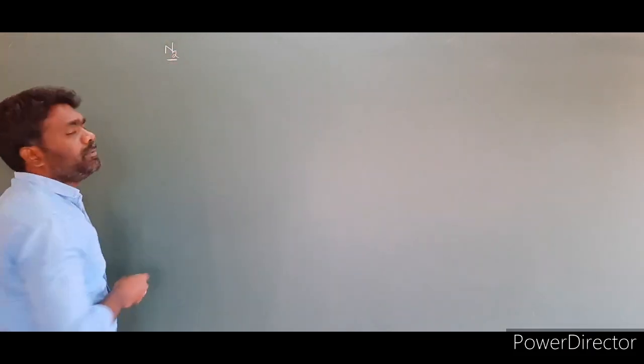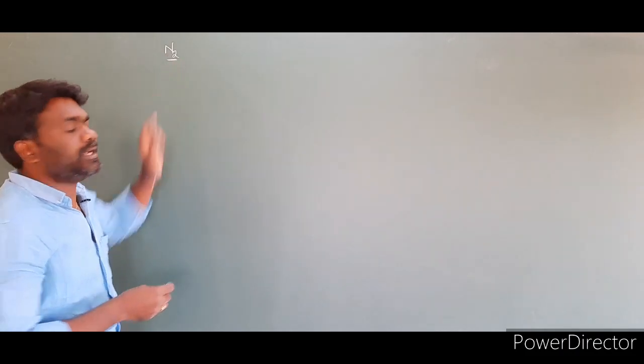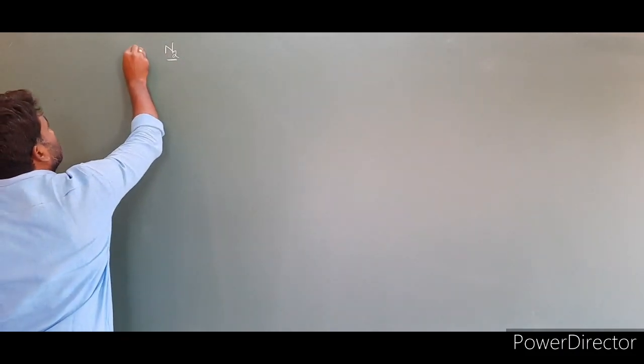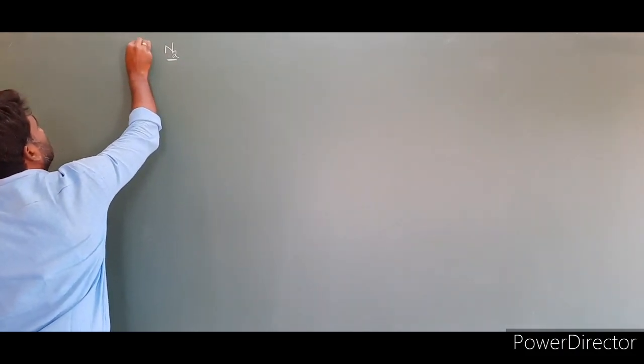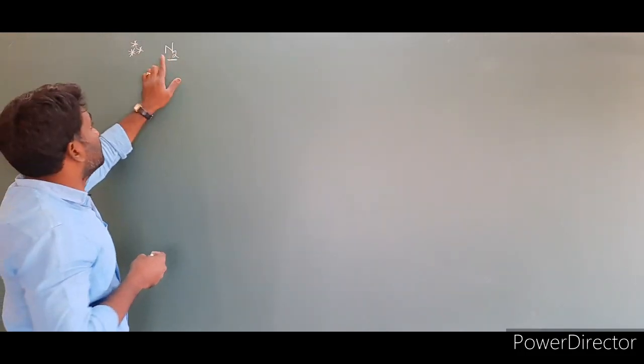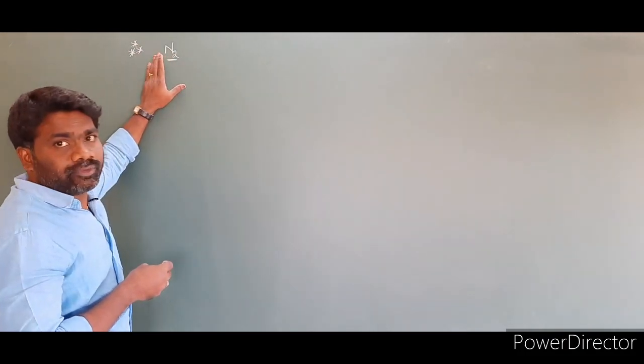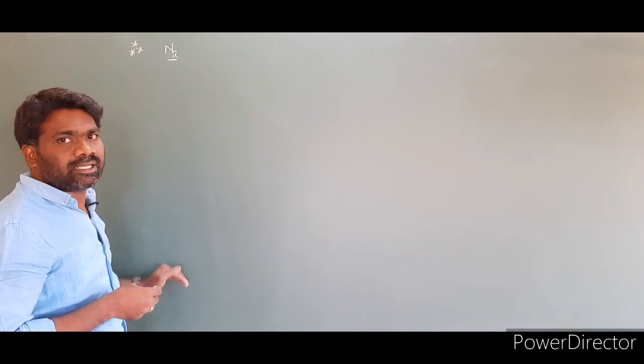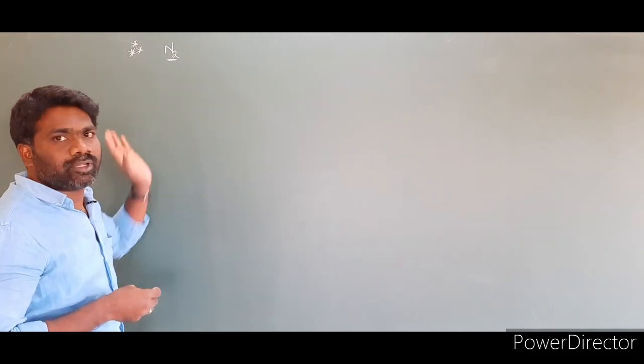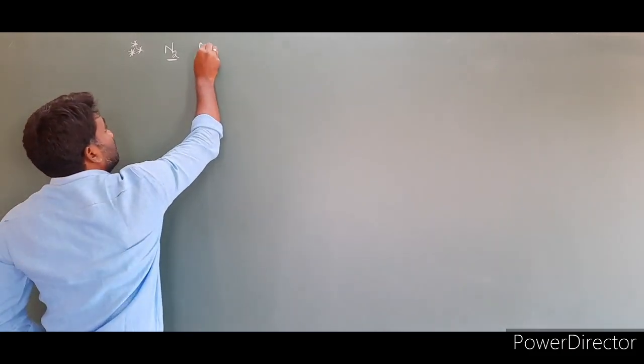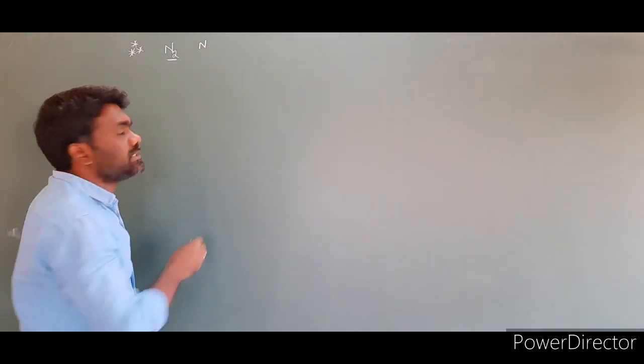In that, one important molecule is the N2 molecule. From the PUC examination point of view, the N2 molecule is very important for the exam. To construct the molecular orbital energy level diagram for N2, first we have to write the electronic configuration of these atoms.